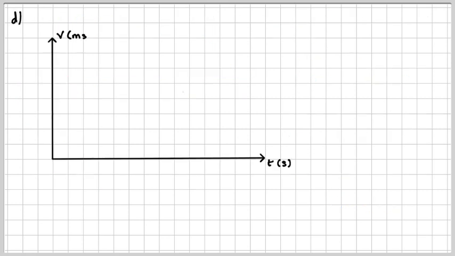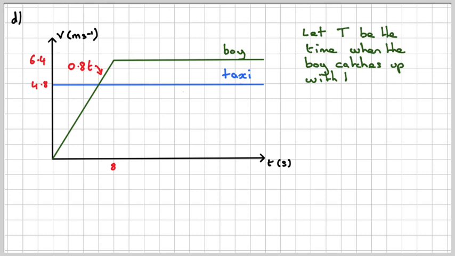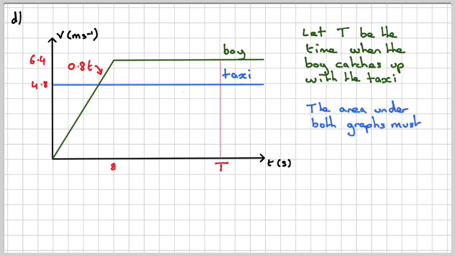Right, so for the last part, we need to find when the boy catches up with the taxi. So we'll let that point be capital T, the time when the boy catches up with the taxi. We'll just mark that on our graph. Okay, so as distance is given by the area, we want the area of this trapezium to be the same as the area of that rectangle. So the areas under both graphs must be equal.